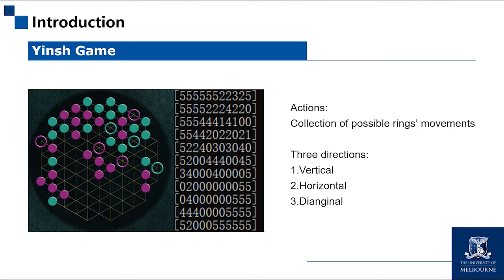The actions of the game are the collection of all possible moves of the rings on the board. The possible expanding directions are vertical, horizontal, and diagonal. The following diagram shows a scenario for a random match, in which different models can be assigned to an offensive and defensive position, which are represented by the green and the purple respectively.